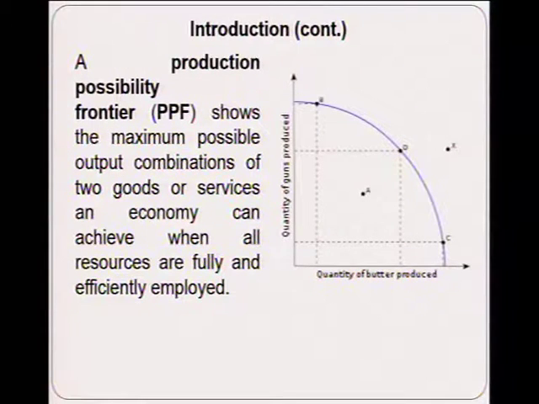Now, a production possibility curve, or the production possibility frontier, which is the PPF, is a curve which shows the maximum possible output combinations of two goods or services which an economy can achieve when all resources are fully and efficiently employed. Like you can see in the diagram which I have, on the x-axis we have the quantity of butter produced, on the y-axis the quantity of guns produced.